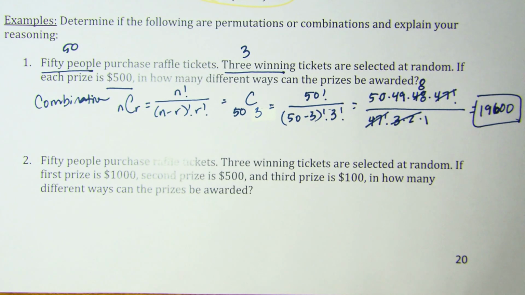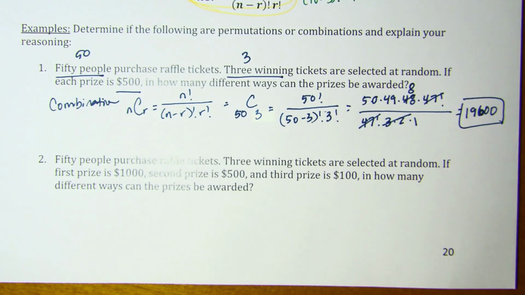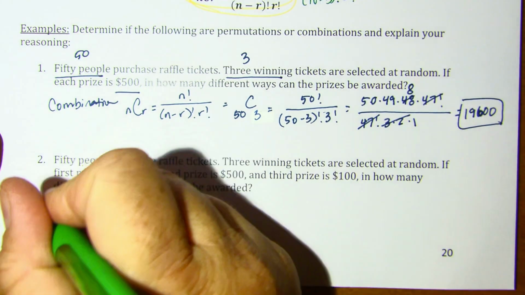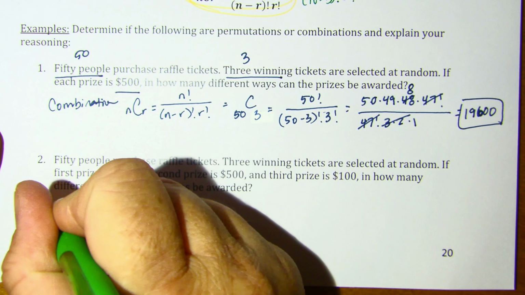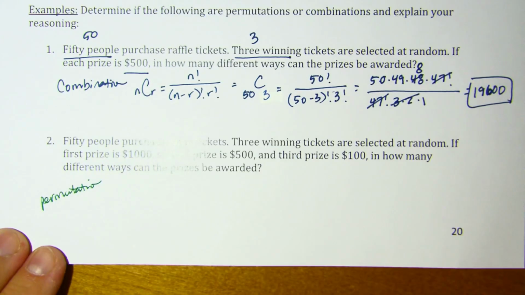Now let's look at the next example, and it says 50 people purchase raffle tickets. 3 winning tickets are selected at random. If first prize is $1,000, second is $500, and third is $100, how many different ways can the prizes be awarded? Well, in this case, you really care whether you're the first winner, second winner, or third winner, because there are different prizes for each of those. So this would be a permutation, because you're not getting the same thing in each of those places.